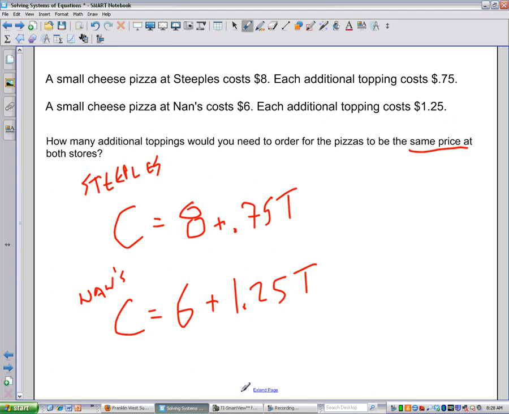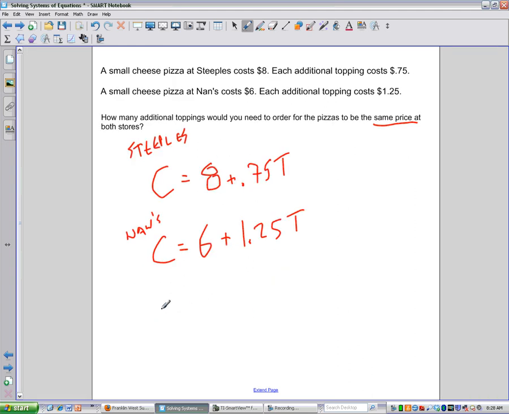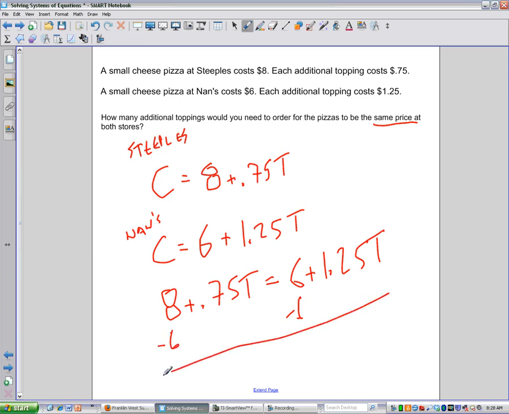Okay, so what we're going to do is that same thing that we just did on the other page. We're going to set them equal to each other. So we're going to say, we want to know when's the cost at Steeples equal to the cost at Nan's. Okay? Same story, letters on one side, numbers on the other. I'm going to probably go with subtract 6 from both sides. I'm going to go a little backwards from what I usually do, but I'm going to try to keep things with positive numbers. 8 minus 6 is 2, so I've got 2 plus 0.75t equals 1.25t.